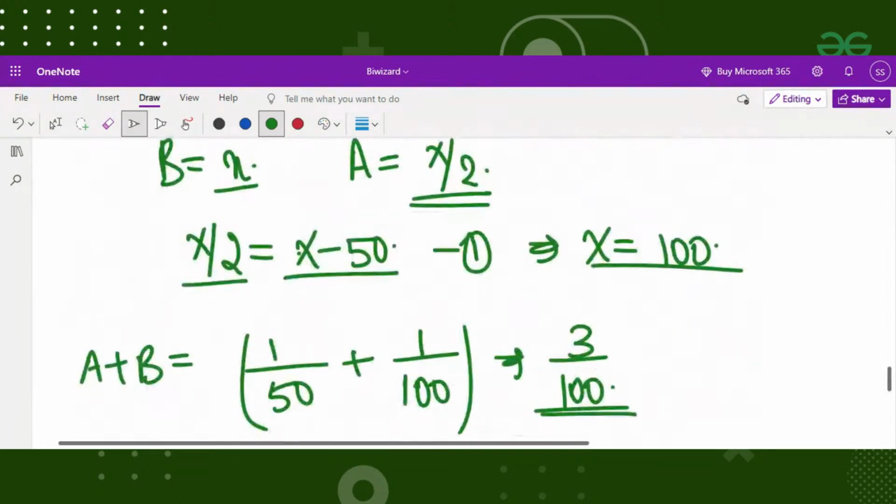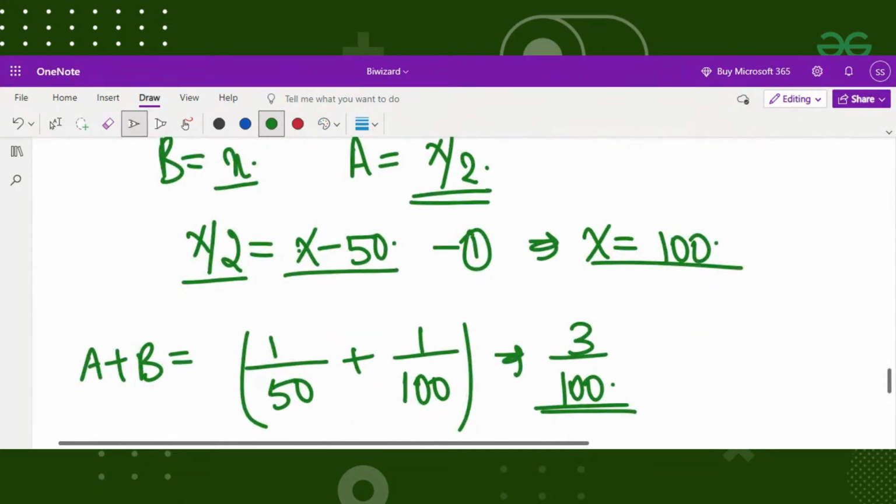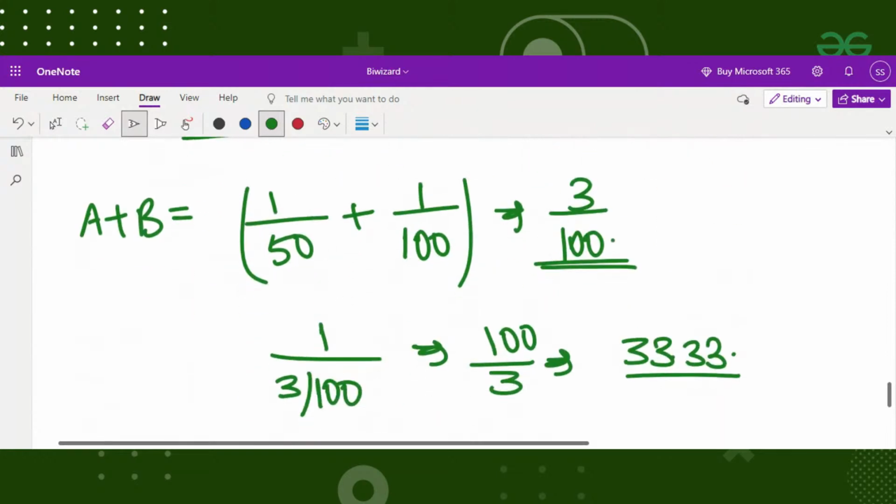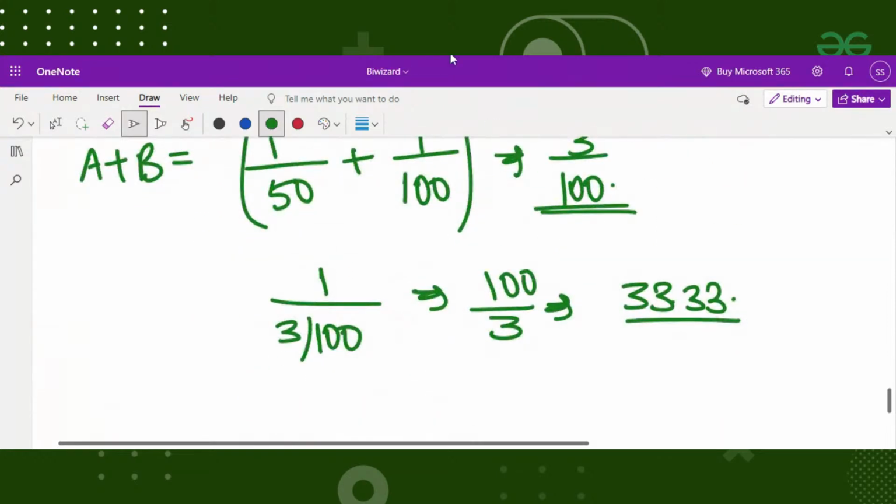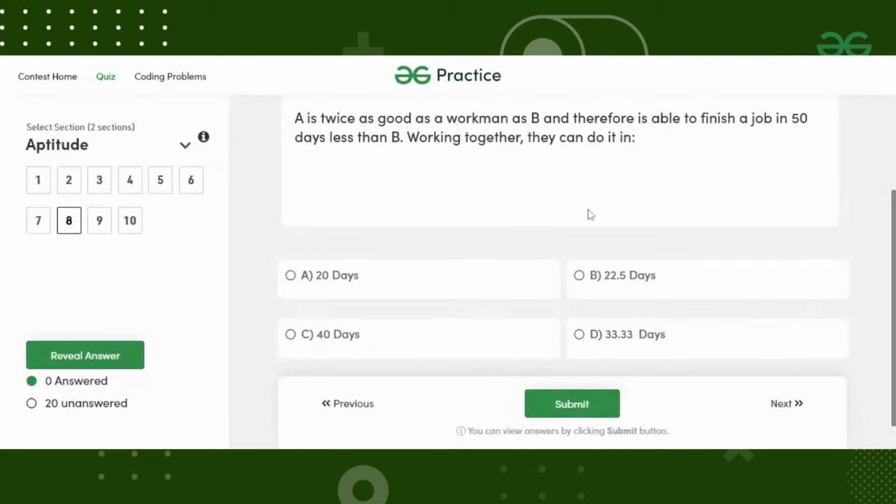First of all, we will write the equations as B is equal to X, A is X by 2. These are the equations that we will be getting. And then 100 divided by 3, that is 33.33. Right? That is the correct answer to the question.